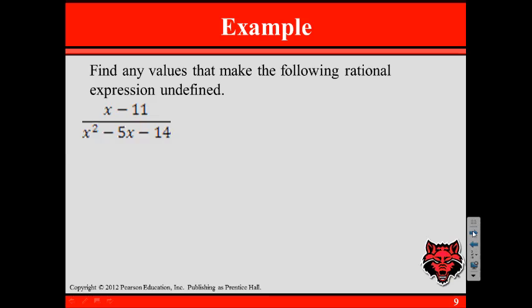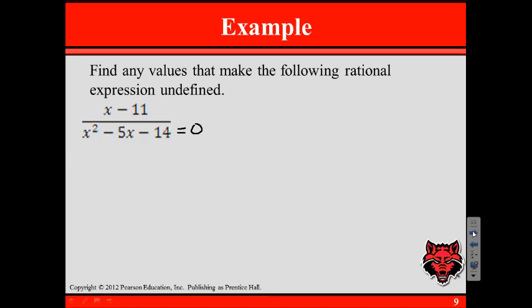For example, we have x minus 11 over x squared minus 5x minus 14. So we set the denominator equal to 0. And we recognize that we have a quadratic equation in standard form. Anytime we have a quadratic equation, we have to factor. So we factored in Module 6. We also factored in Module 9.